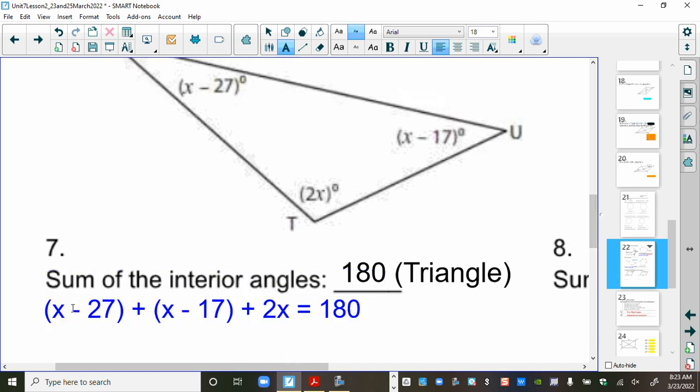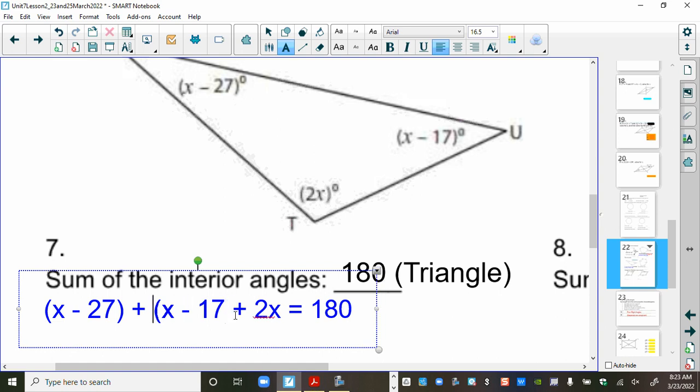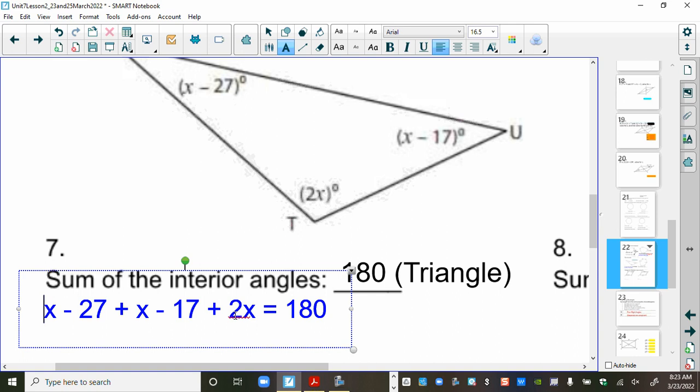Now for this type of problem, does anybody remember what we need to do with the x's and the integers? Well, I'll give you a hint. Do we still need these parentheses? You don't need them, so I'm going to take them away. But to solve this problem, 3 words. Combine.